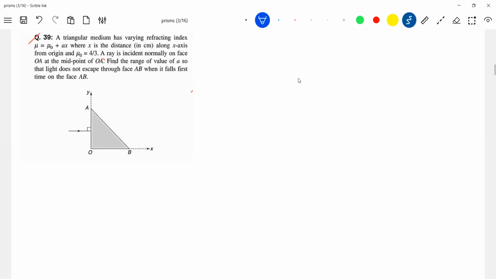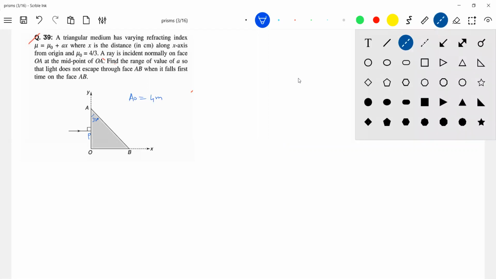I'll give this one, the angle is missing. 37 degrees and AO is equal to 4 meters. The ray is incident at the midpoint. I just picked up a problem where mu is varying. Okay, read the question. I'll meanwhile adjust the diagram.